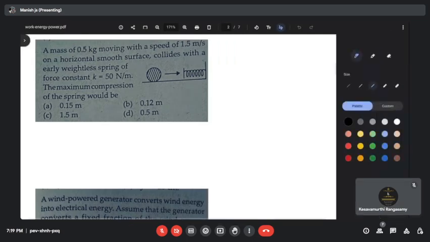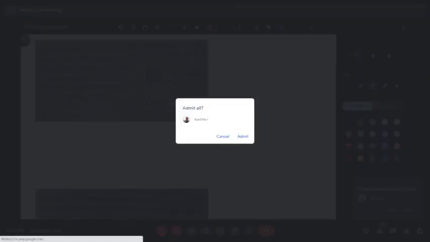So here they're asking us the compression of the spring. Now, even before we approach to solve the question, based on the question that is given here, can you tell me the given data appropriately? What's given in the question? Okay. So mass is given, 0.5 kgs, and that is in proper units.